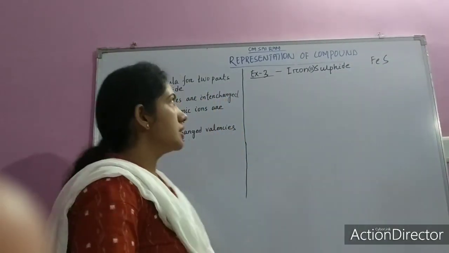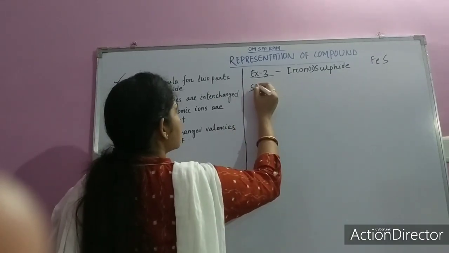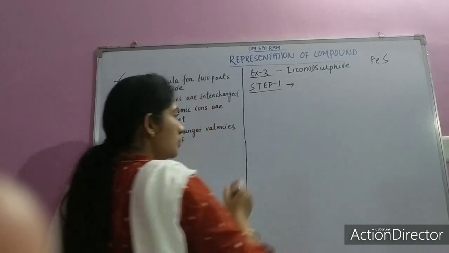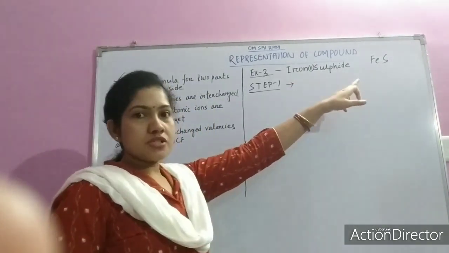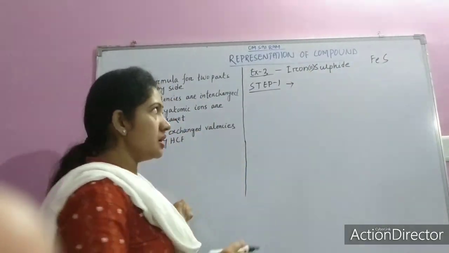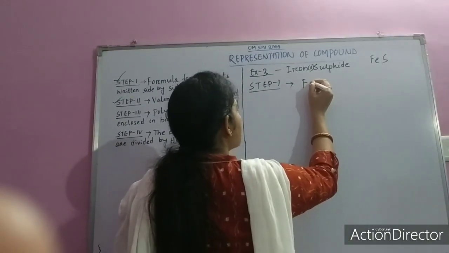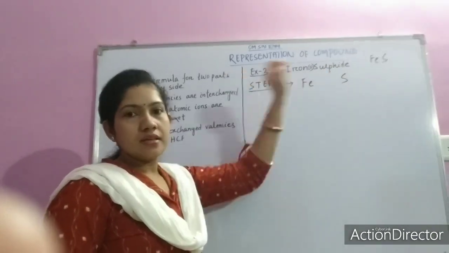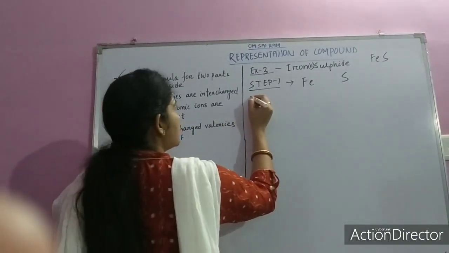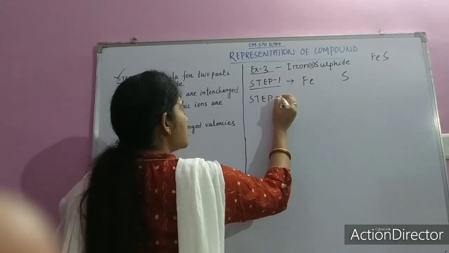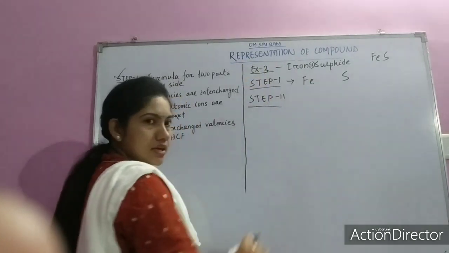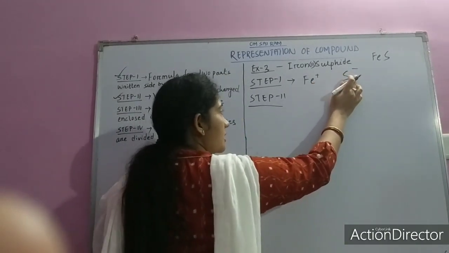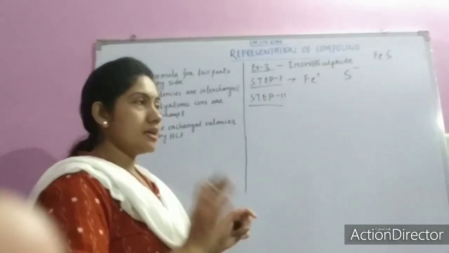Okay, so let's start with the first step. Here we have to write the two parts, separating the two parts of the formula: ferrous and sulfur, or iron and sulfur. Now, step 2. Which one is the cation? Fe, as I said. The first one is always the cation, and the other is the anion. So we have to separate the cation and anion.